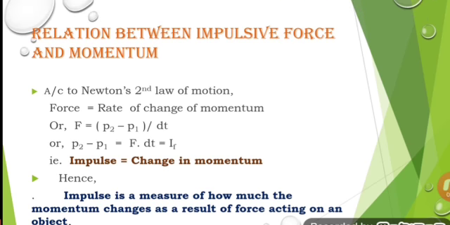Now the relation between impulsive force and momentum. According to Newton's second law, we know that force is equal to rate of change of momentum. You can write in mathematical form as F is equal to P2 minus P1 upon dt, where dt is the time interval, that is equal to T2 minus T1. And by the definition of the impulsive force, we know that IF is equal to F dt. Therefore, we can write P2 minus P1 is equal to F dt, which is equal to impulsive force. Hence, the conclusion is impulsive force is equal to change in momentum.